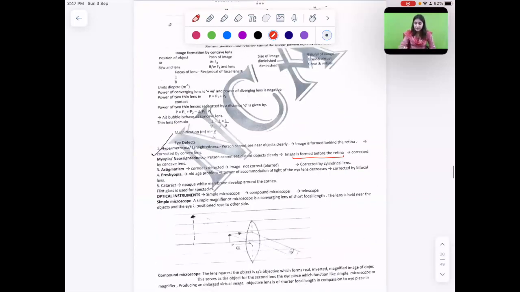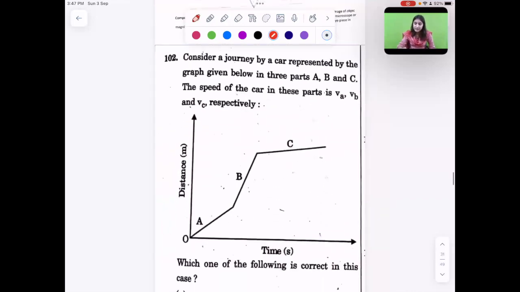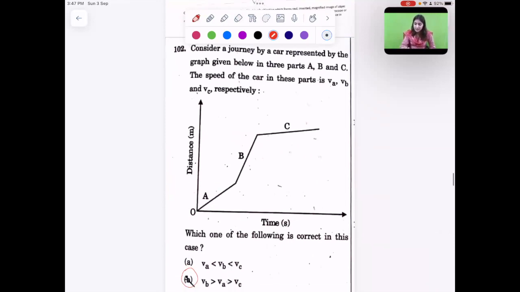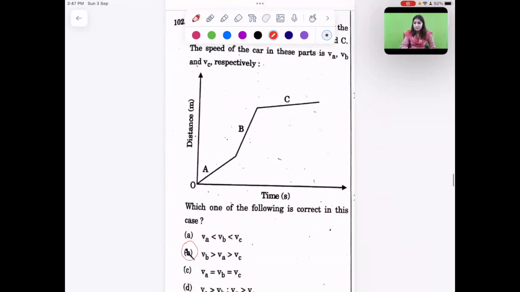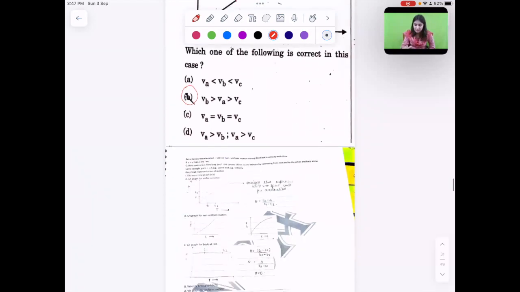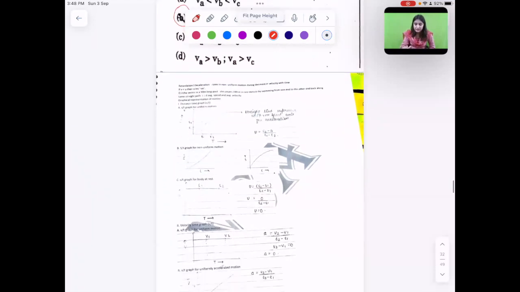Next, a graph is given. We have to identify the speeds VA, VB, and VC, when the speed was maximum. We have to tell that order. So what we will do is we see the distance covered in that specific time period. In a specific time period, more the distance covered, more is the speed or velocity. So option B is the correct answer. We did many graphs related to this and many questions also.